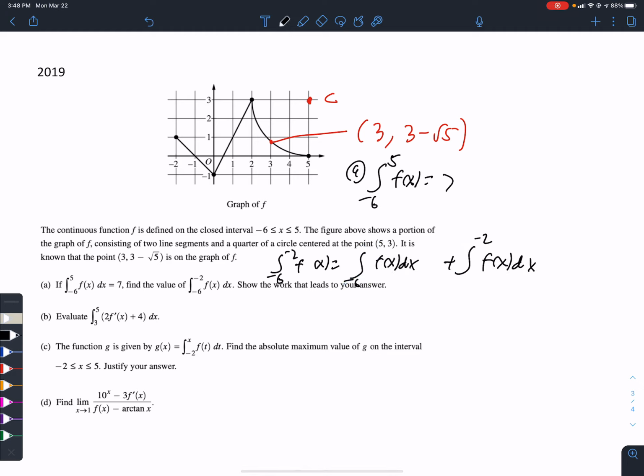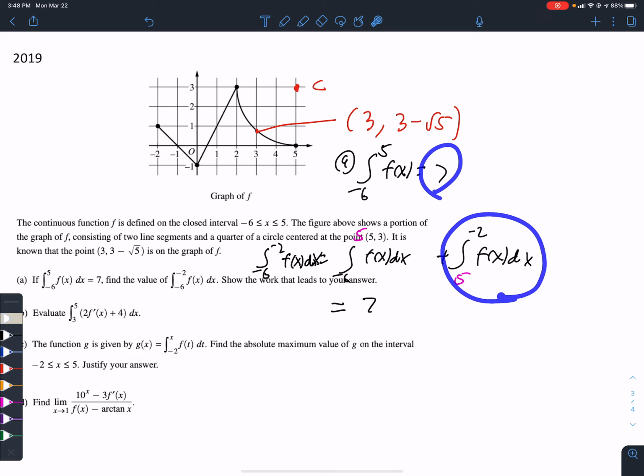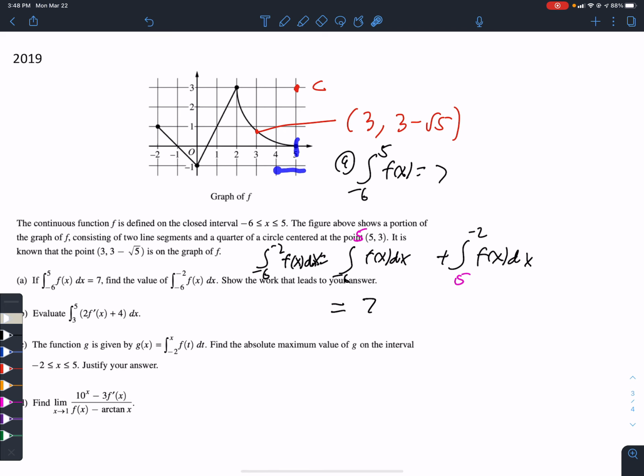Now let me put these in. Let's fix this here. So what number should we choose? Well, it's going to be 5 because we have 5. So 5 is the logical choice that we should pick here and here. Okay, and then for the first part, negative 6 to 5, we know it's 7. They tell us that. So if we can figure out 5 to negative 2, that will be the answer to this. Okay, now we're going from here, we're going backwards.